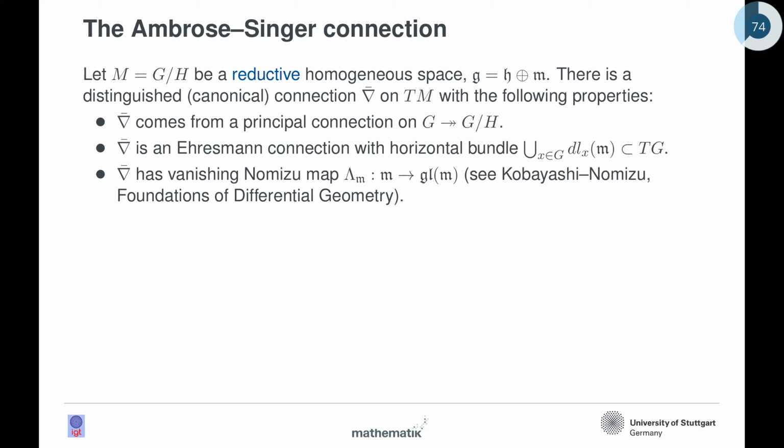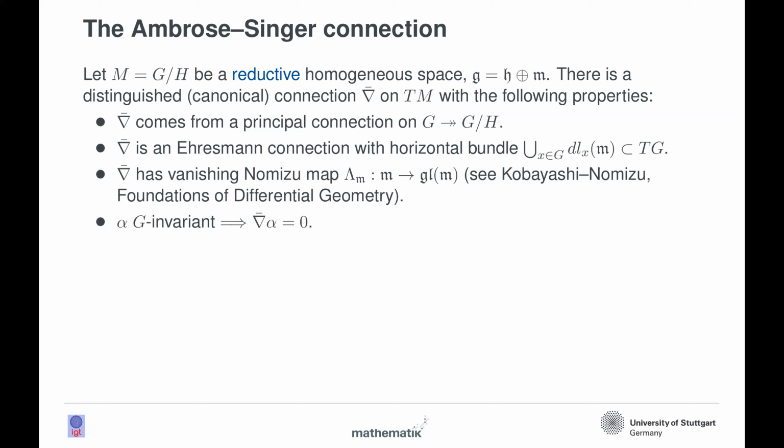Yeah, we can describe it in terms of the Nomizu map. This formalism is explained, for example, in this book of Kobayashi and Nomizu. This Nomizu map basically parametrizes all invariant connections on such a homogeneous space. And this nabla bar is the one corresponding to lambda m equals 0.